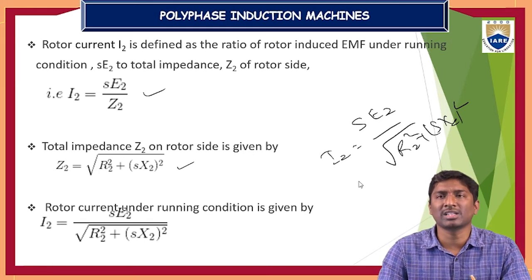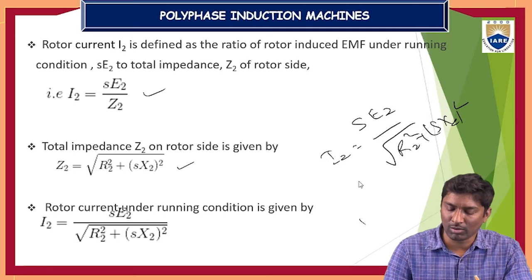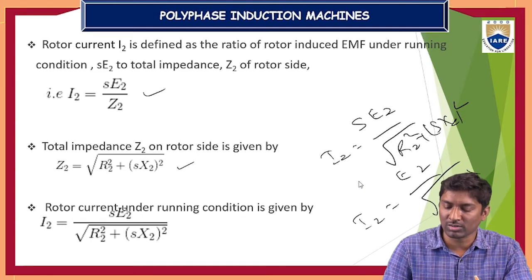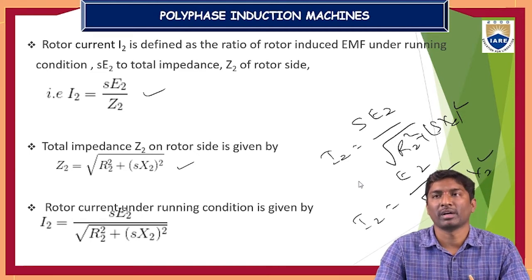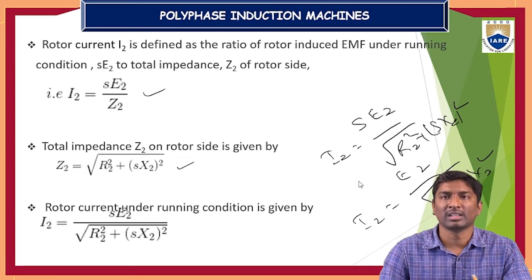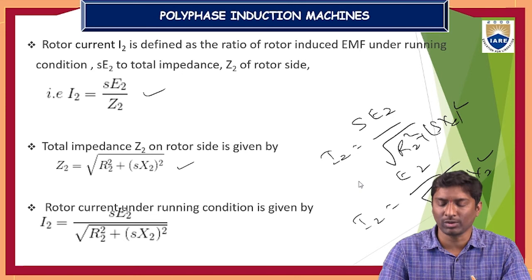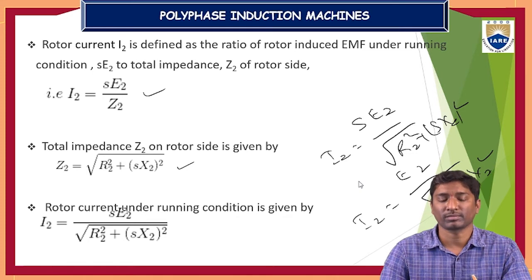Under standstill condition, the slip is equal to 1, then the rotor current is I2 = E2 divided by the square root of R2 squared plus X2 squared. But under running condition, the rotor current I2 is equal to S into E2 divided by the square root of R2 squared plus (S X2) squared.